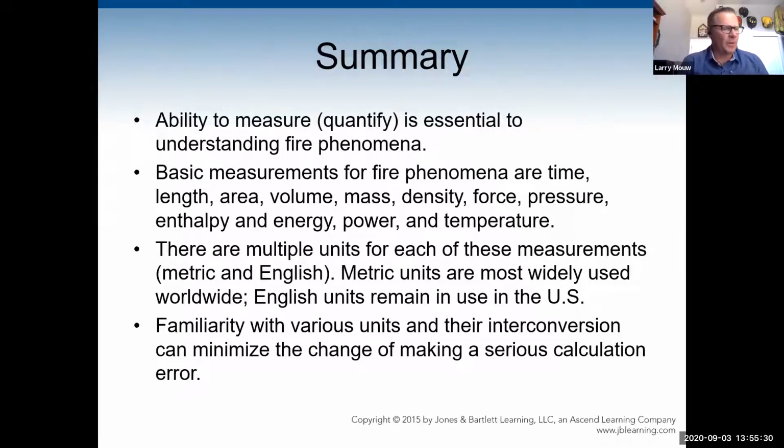As we look at the summary of chapter 1, we want to have the ability to measure and quantify some of the essential information of fire phenomena. Some of the basic measurements for fire phenomena are time, length, area, volume, mass, density, force, pressure, enthalpy and energy, power, and temperature. There are multiple units for each of these measurements, whether metric or English. The metric units are most widely used throughout the world. The English units remain in use in the US. Familiarity with various units and their interconversions can minimize the chance of making a serious calculation error.